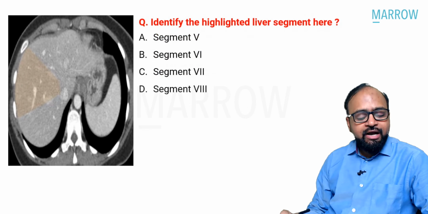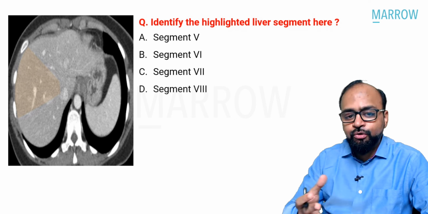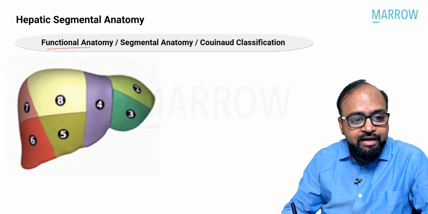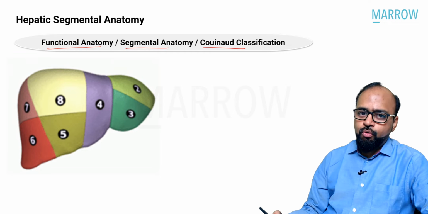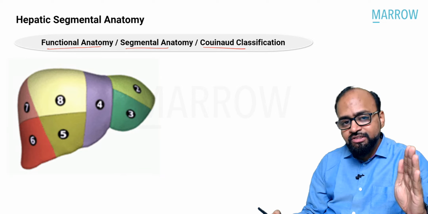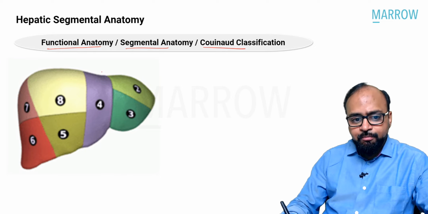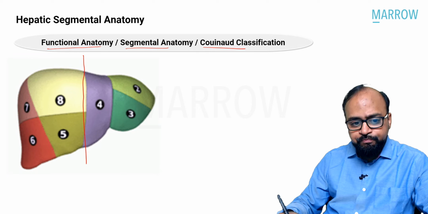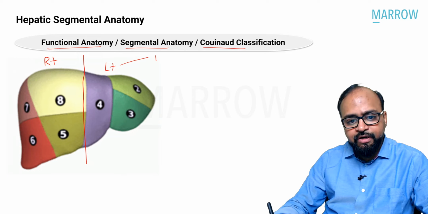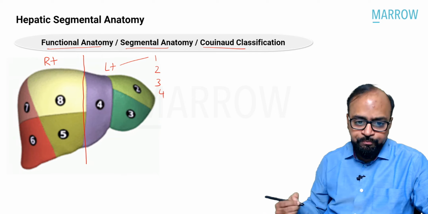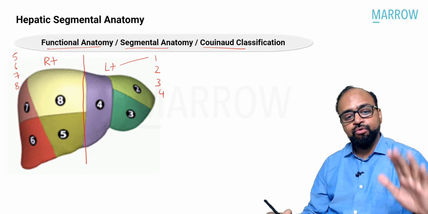Yes. Identify the highlighted liver segment here, segment 5, 6, 7, 8. Well, what are they referring to? They are referring to the functional anatomy of the liver, or segmental anatomy, or Couinaud classification. Now, basically, what are the structures that demarcate the liver into different lobes and segments? We'll discuss this. Remember, the liver is classified into two lobes, left lobe and right lobe. Left lobe has segments 1, 2, 3 and 4. Right lobe has segments 5, 6, 7 and 8. Okay, that is a brief introduction.